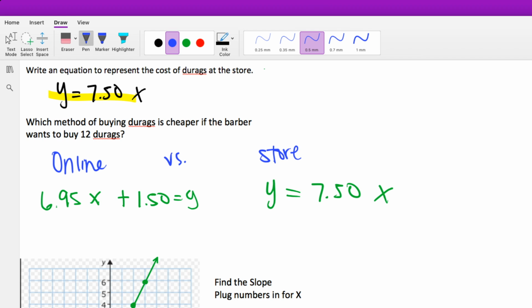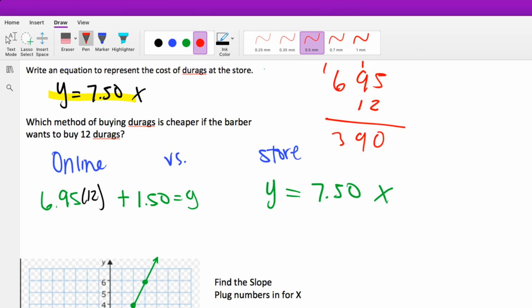6.95 times 12. Delete that x and just write a 12. Let's see what that math gives us. I'm going to go ahead and write that up here. 695 times 12. 5 times 2 is 10, put that up here. 2 times 9 is 18, plus 1 is 19. 6 times 2 is 12, plus 1 is 13. Put that 0 in there as a placeholder. And then we have 1 times 5 is 5. 1 times 9 is 9. 1 times 6 is 6.